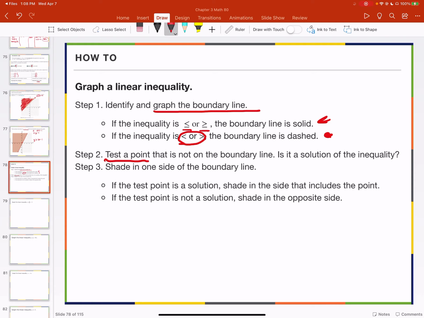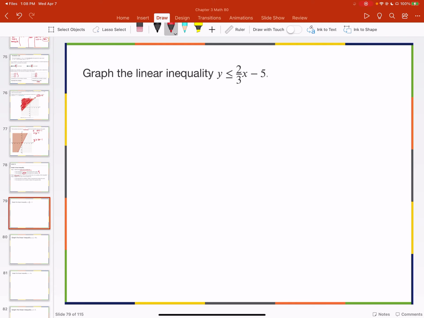Okay, so let's do a problem. Let's say here we have y is less than or equal to 2/3 x minus 5. So the boundary line is going to be y equals 2/3 x minus 5. Okay, fine. Let's go ahead and draw that.